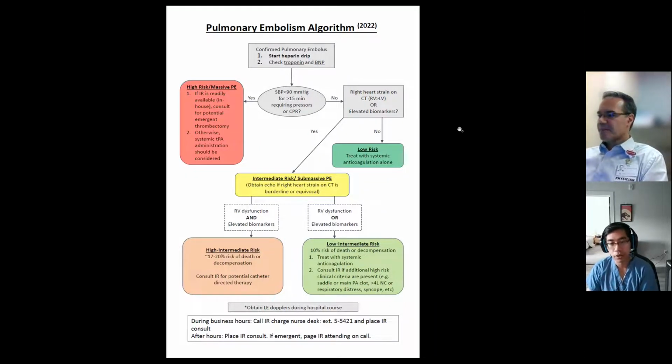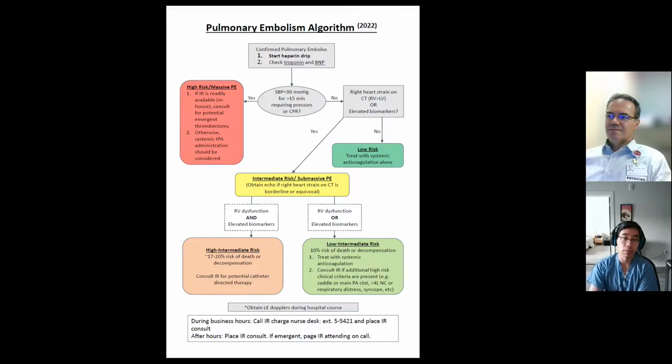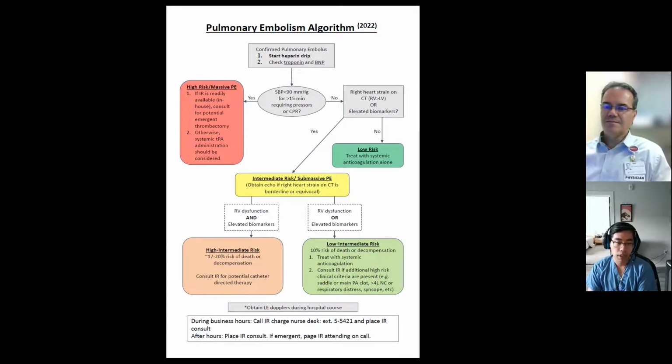Yeah. So this is tailored to after you've discovered a PE, in most cases after a CTA is done showing that. And first things first, we always want to start the heparin drip. We also like to check biomarkers to assess for cardiac function or dysfunction after a PE is found. And so then we hit our first branch point, which I know Dr. Roper alluded to earlier, which is hypotension requiring pressors or cardiac arrest that might need CPR. Those are really the more massive PEs where quickly intervening is the best option. So we're in that massive PE side, that red box over there.